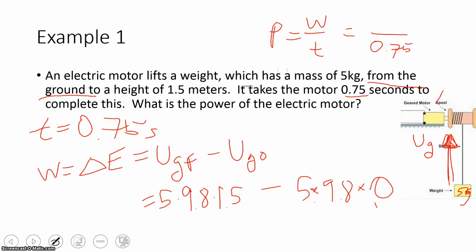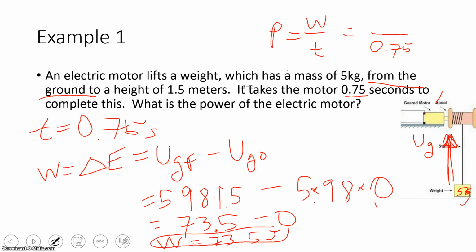All right, 5 times 9.8 times 1.5. Get my calculator out. 5 times 9.8 times 1.5 is 73.5 joules minus 0. So the work done is equal to 73.5 joules. Then I can take that work and plug it in up here for the work.